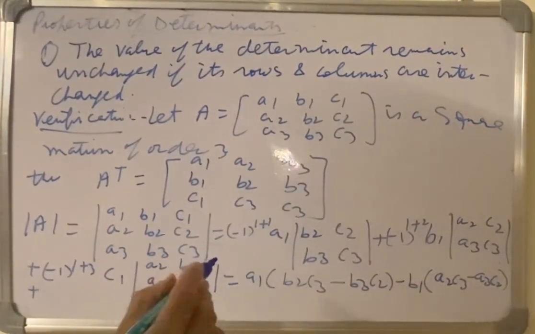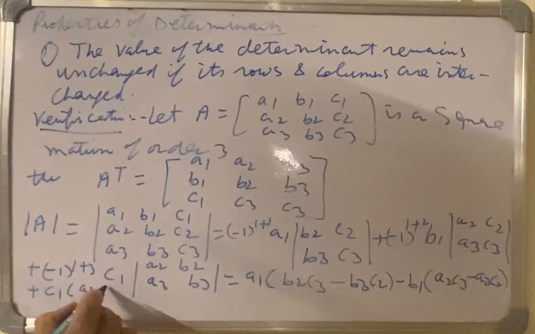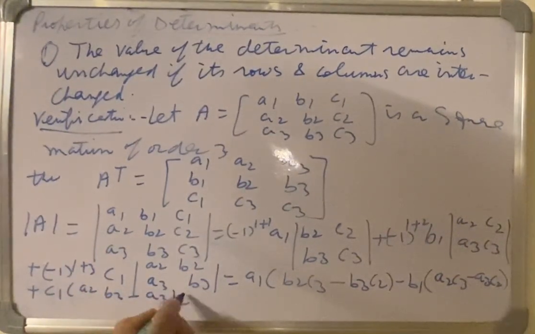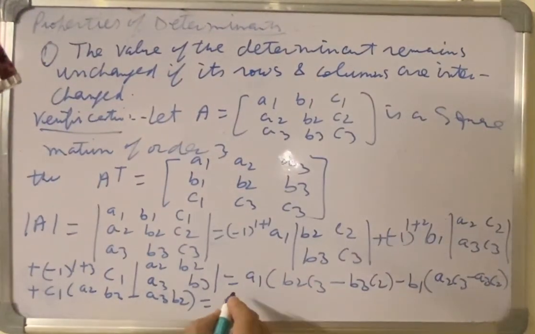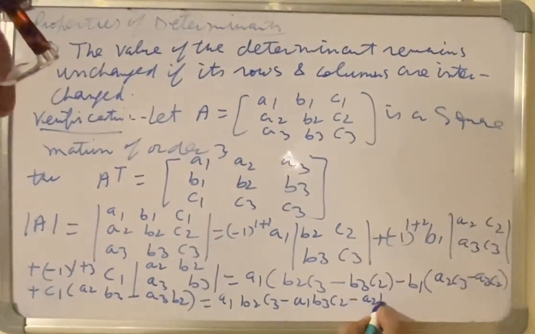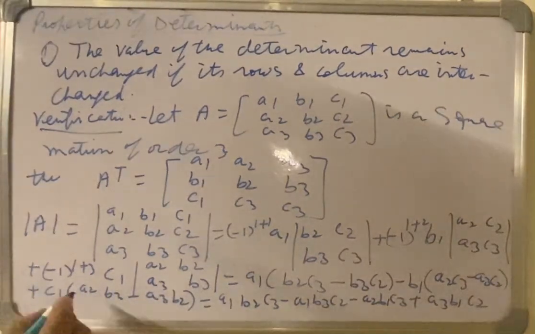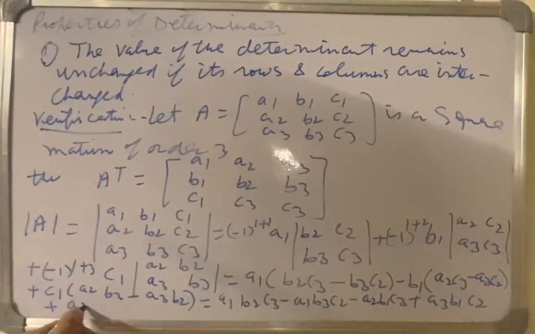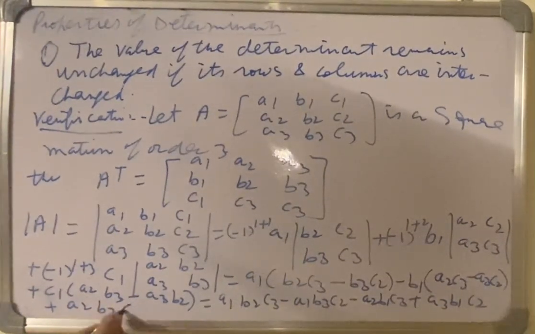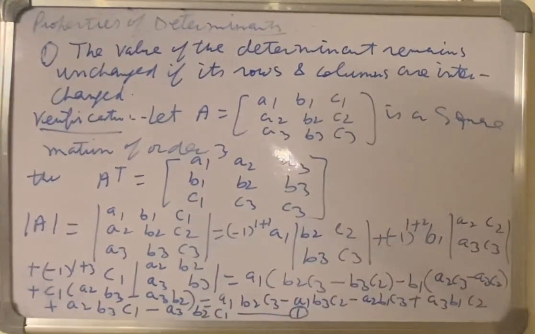plus C1 into (A2 B3 minus A3 B2). Open these brackets: A1 B2 C3 minus A1 B3 C2 minus A2 B1 C3 plus A3 B1 C2, then plus A2 B3 C1 minus A3 B2 C1. This is number 1.